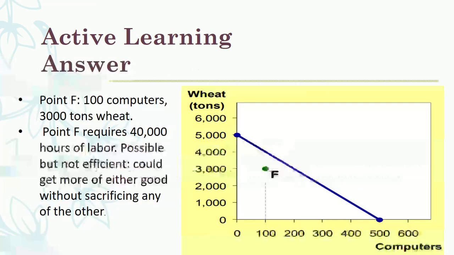Now here is the answer. Looking at point F, you can produce 100 computers and 3,000 tons of wheat, but at point F you require 40,000 labor hours, so this point is not efficient. You are inside your production possibilities frontier, so you are not maximizing the total number of labor hours you have available. You are using 40,000 labor hours when you have 50,000, so that is considered inefficient. So point F is considered inefficient.